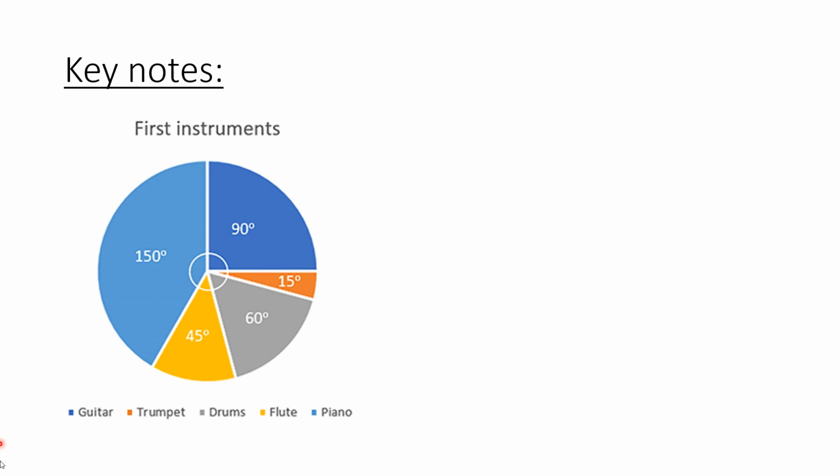And that is because a circle has a total of 360 degrees. Okay, so if we were to have a look at guitar, it is the dark blue. It tells us that for guitar players, their first instrument, it's 90 degrees. So that's 90 degrees for guitar.